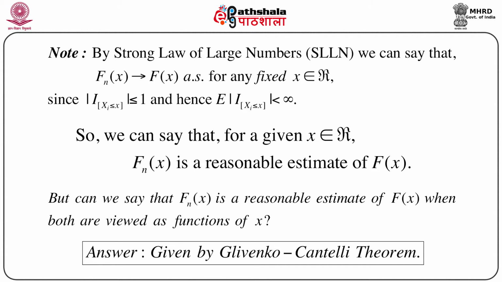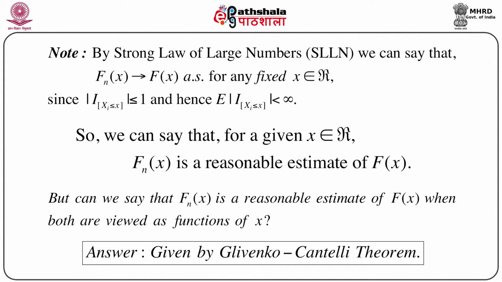So that means the expectation is finite. We can immediately say that for a given x belonging to the real line, Fn(x) can be treated as a reasonable estimate of F(x). So for any given x, we have one reasonable estimate of F(x), which is nothing but the empirical distribution function at that point x. But can we extend this a little more, in the sense that can we say that Fn is a reasonable estimate of F when both these functions are viewed as functions of x?